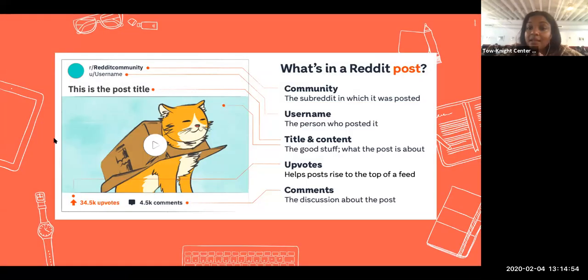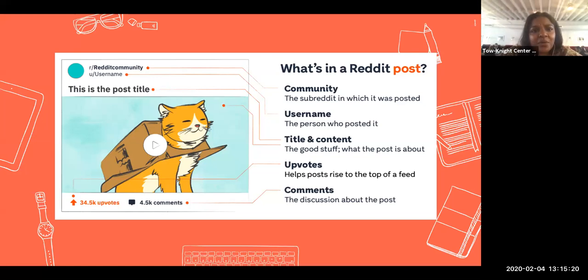And then this is a Reddit post itself. It looks pretty similar to a Facebook post, except there's a few different things. You'll see up here at the top, every Reddit post shows which community it was posted in. And these communities are known as subreddits. They're organized around all different types of interests. For example, I'm in a travel community. I'm in one called Churning, which is all about credit card points and things like that.